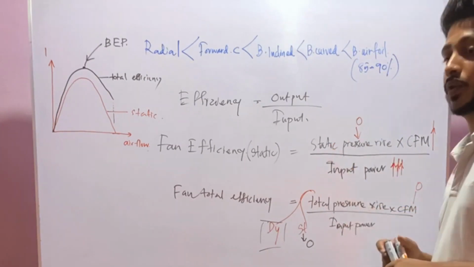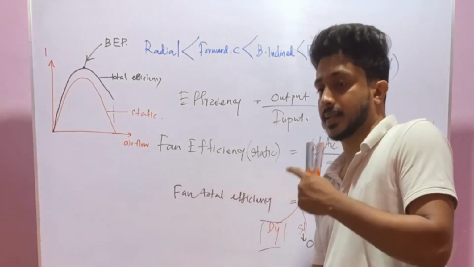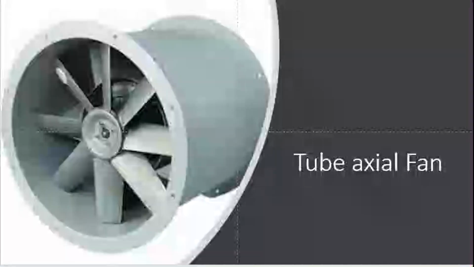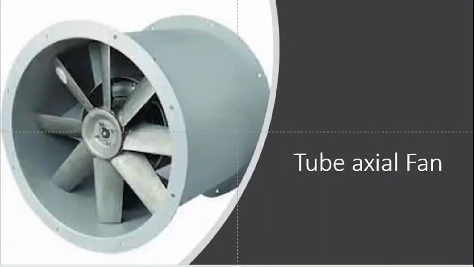But now we are going to look at the axial fans. Okay, when it comes to axial fans, we can categorize them into three major types: tube axial, vane axial, and propellers. So this is the tube axial fan. You can clearly see it is inside a cylinder-shaped housing. So for tube axial fans, we need a housing.